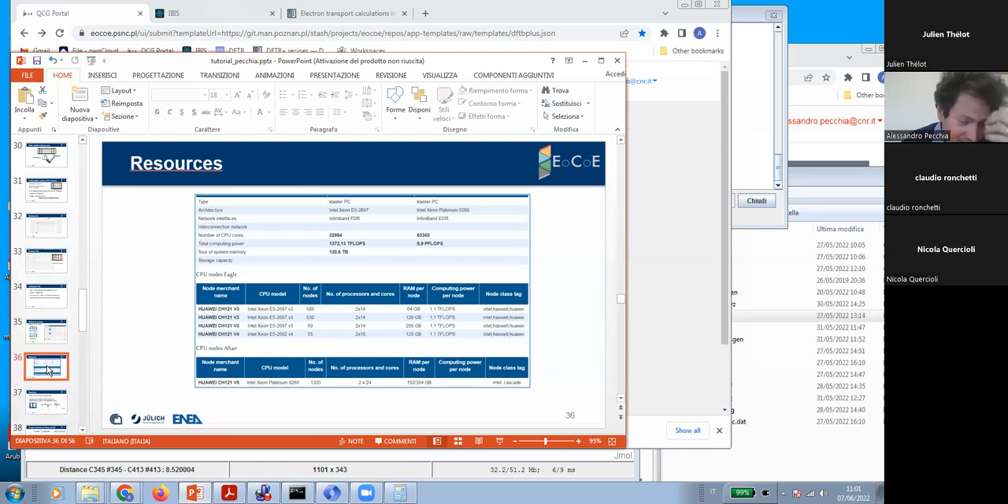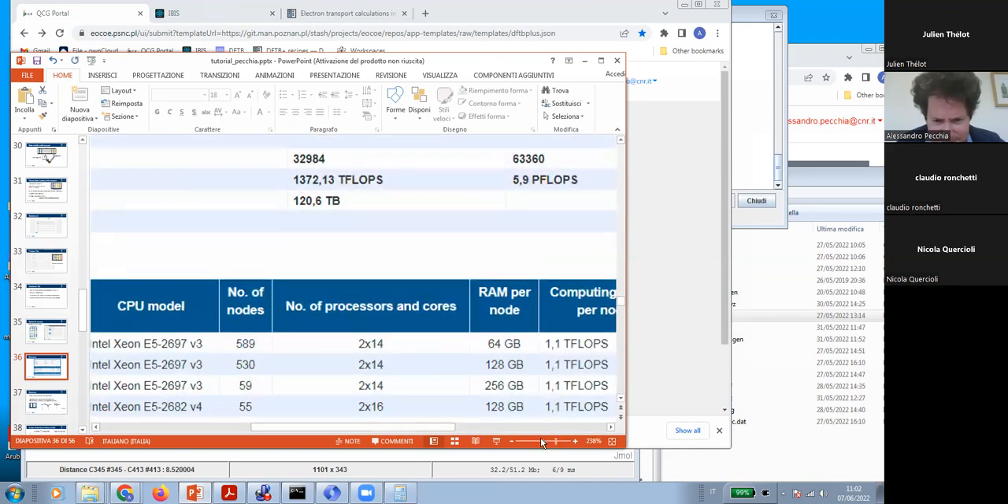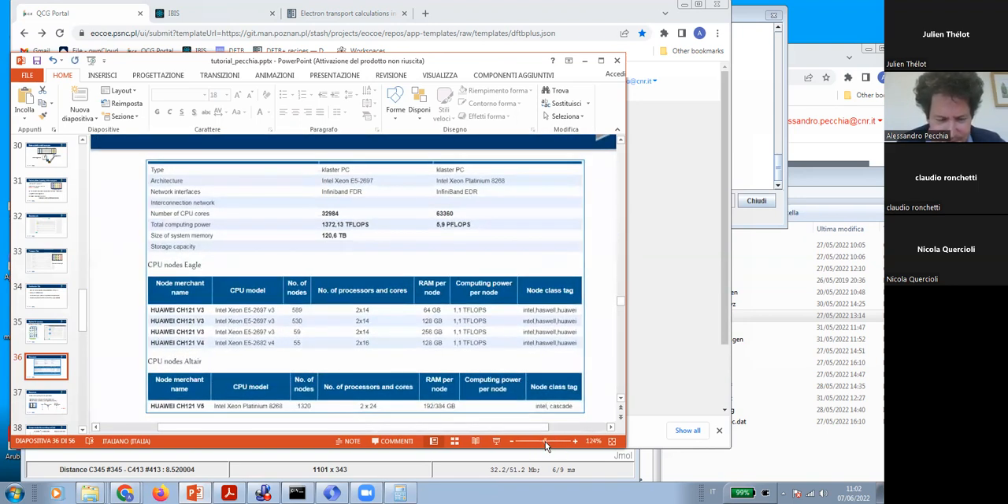You need to think a little bit about how the supercomputing infrastructure is built in order to decide how to distribute the job. Why? Because, for instance, we ran the word jobs on Eagle. Eagle is made of Intel Xeon Core CPUs, typically 2x14. There are also some 2x16, but typically the jobs are sent on 2x14.